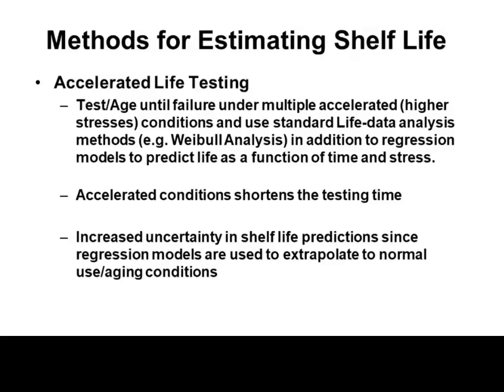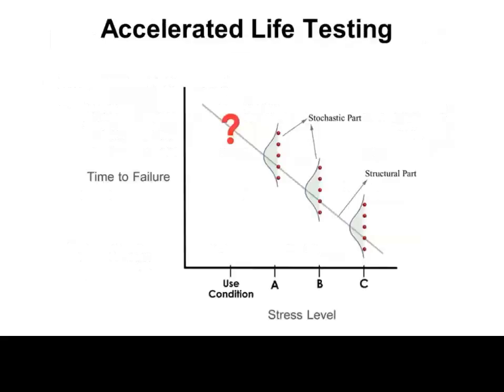Obviously, you're going to pick accelerating factors, perhaps temperature, humidity, or both. You could have more than one that would shorten the time to failure. And then we're going to build a model that will first predict the relationship between stress and time to failure, and then extrapolate to the normal aging conditions. So it looks like this.